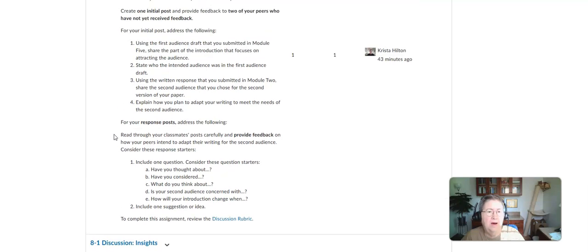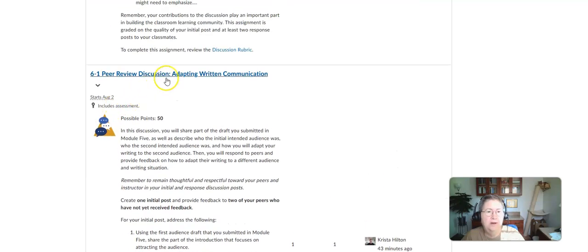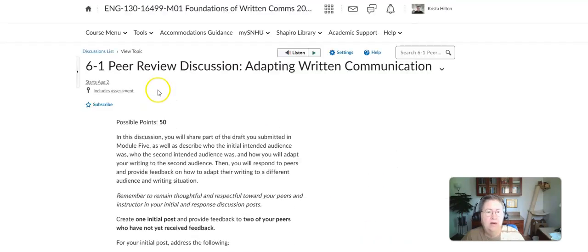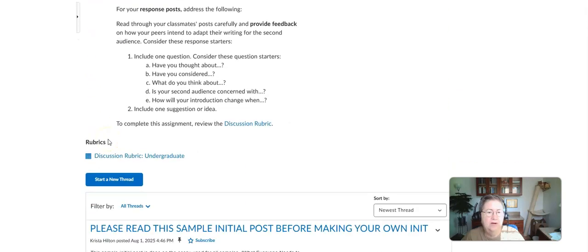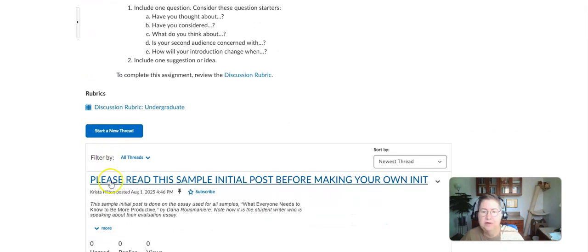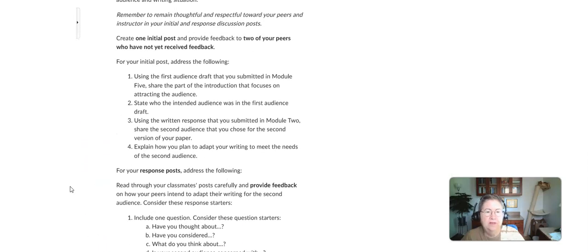And then if you click on this to open it, then you will see, if you scroll down, that there is a sample initial post. Please read that before making your own initial post to give you a really good idea of what needs to be included. So let's take a look at the instructions first, and then we'll take a look at the sample.